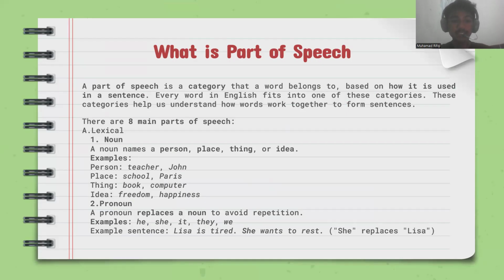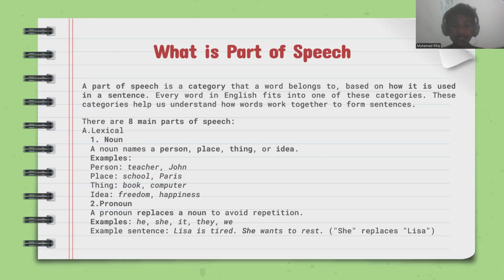Number 1 is lexical, the noun. A noun names a person, place, thing, or idea. Examples: person, teacher, and John. Place: school, Paris. Thing: book and computer. And idea: freedom and happiness. Number 2 is a pronoun. A pronoun replaces a noun to avoid repetition. Examples: he, she, it, they, we.